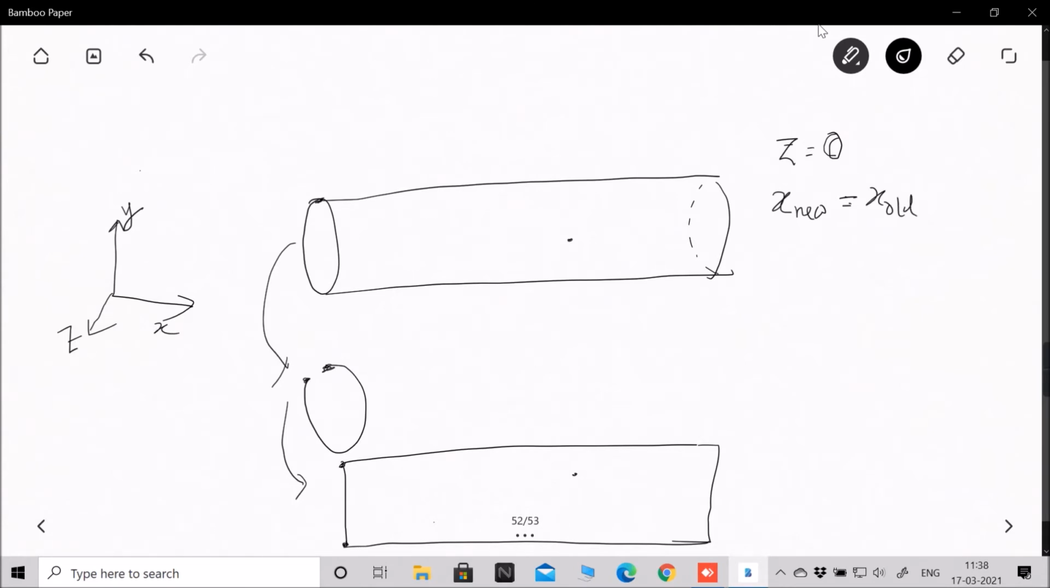And the tricky part is the y coordinate of the corresponding points of the cylindrical surface. So for that, let's look at this particular cylinder from the positive x direction, right? So it will look like this.